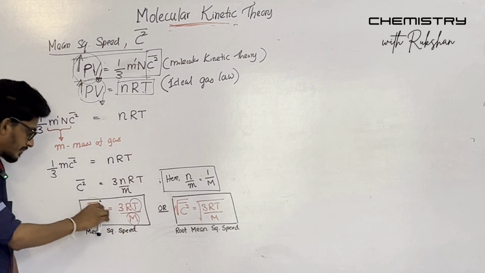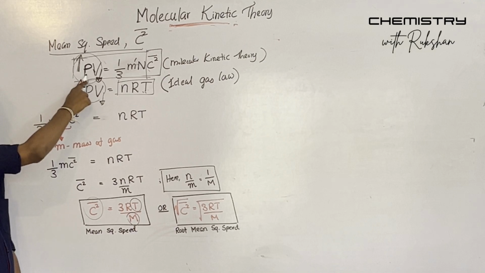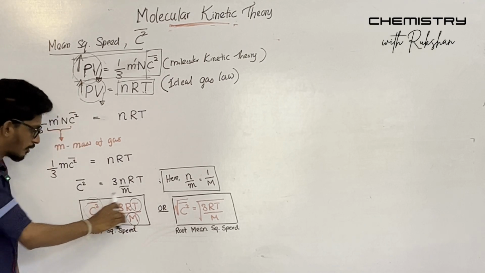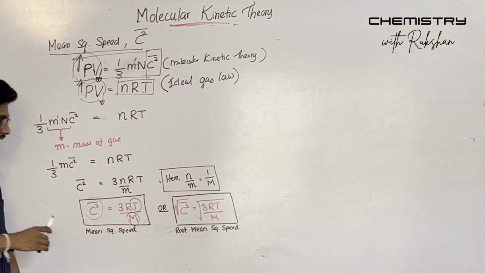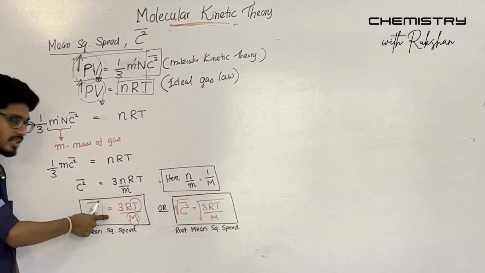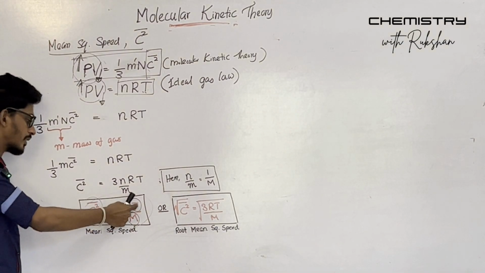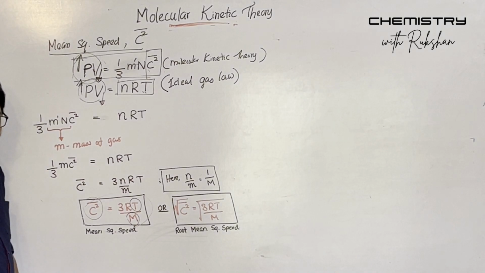So if they are asking a question with the C squared bar, always think with this fundamental equation, not with this, but go with this fundamental equation. This carries all the meaning of the C squared bar. So C squared bar will be affected only by the absolute temperature and the kind of gas, not by the pressure or the volume.